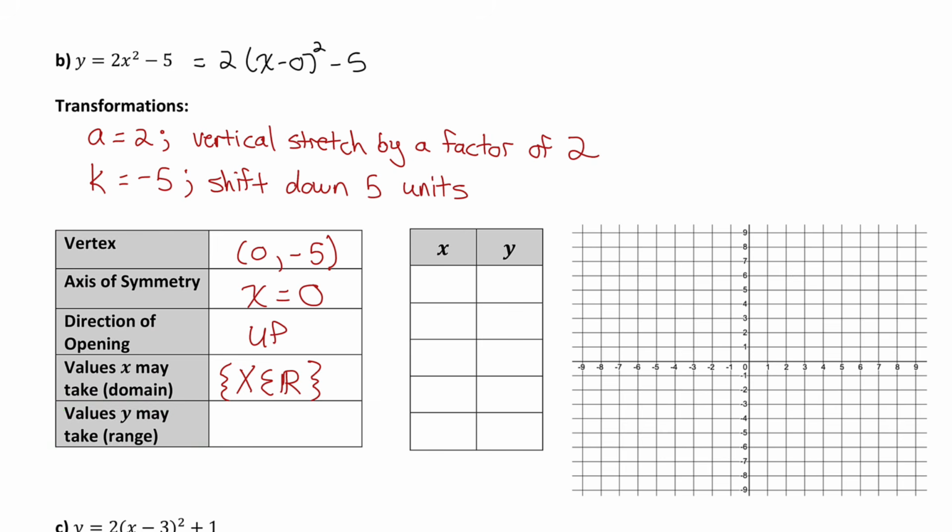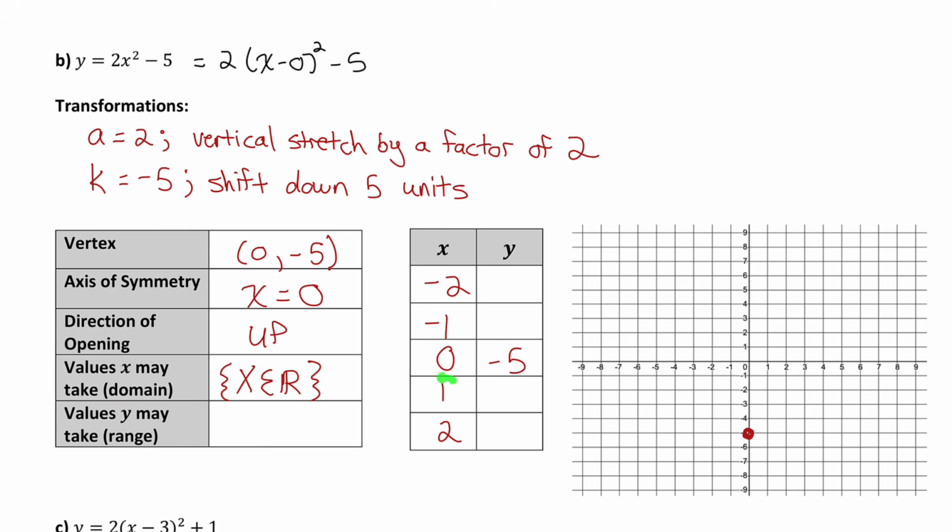And to do its graph, I'll start by making a table of values by taking the vertex and putting it in the center of the table of values. I'll then want some points to the left and to the right. So to the left of 0, I'll choose -1 and -2. And then to the right of 0, I'll choose 1 and 2.